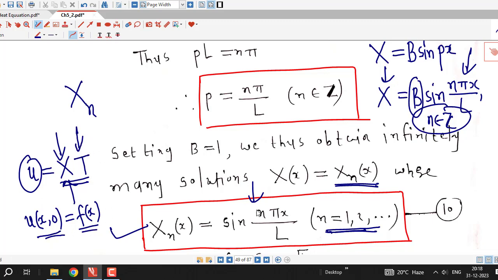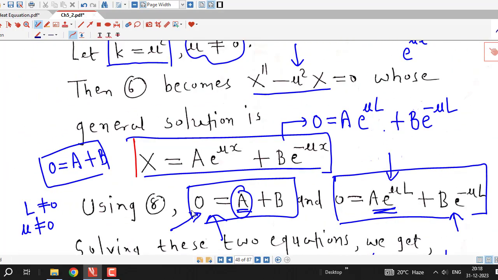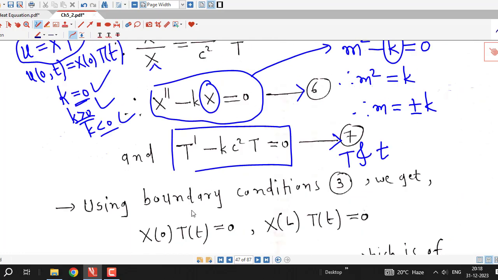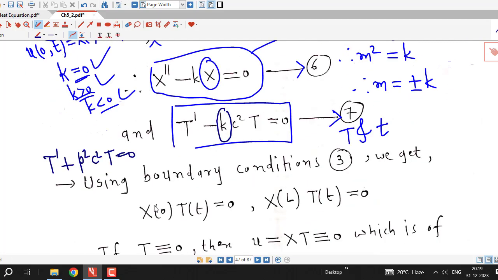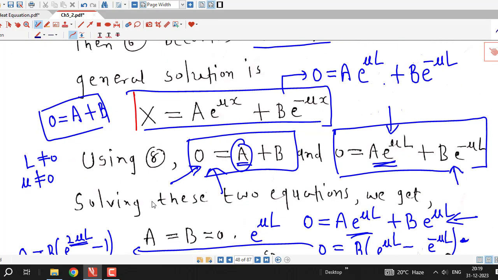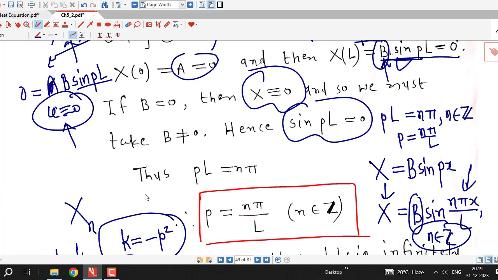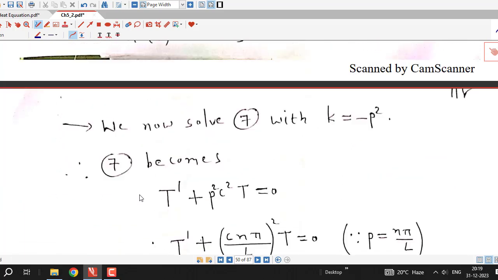Now these solutions correspond to negative values of k. We have used k equal to negative of p square, and we have obtained these solutions. So we will solve another ordinary differential equation with k equal to negative of p square. So I am taking k equal to negative of p square here, and I will solve it. If I take k equal to negative of p square, I will have T dash plus p square c square T equal to 0, and that I can easily solve because it is a first order ordinary differential equation, which is a separable equation.